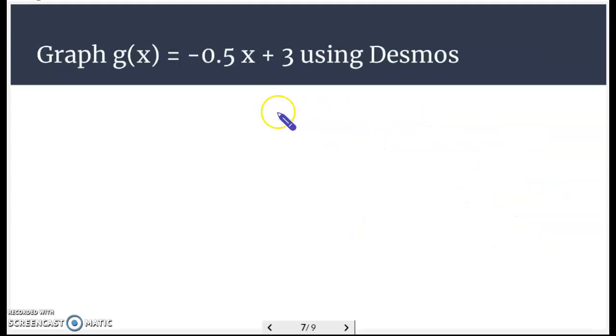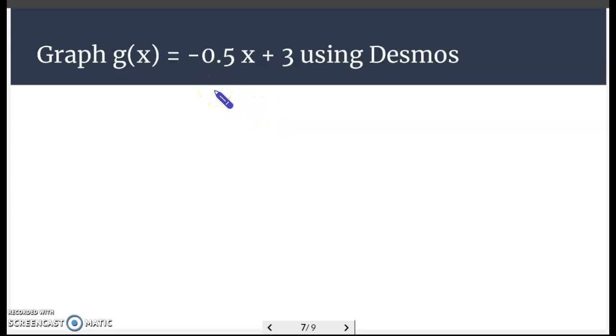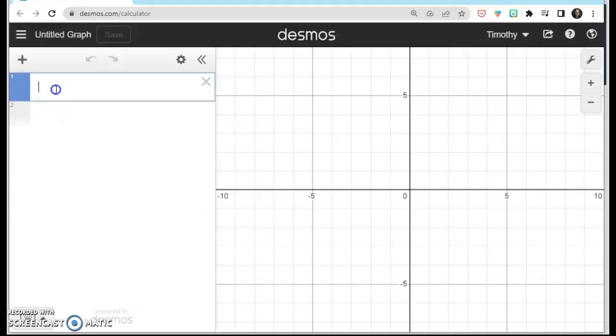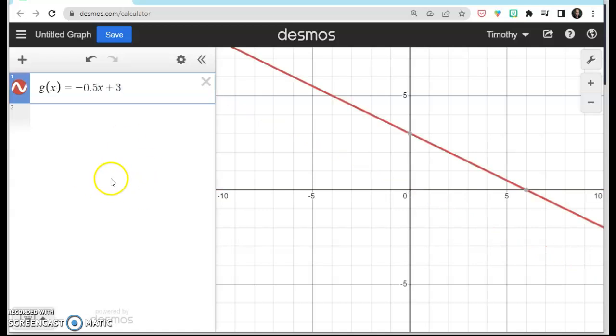Next, we're just going to graph a function using Desmos. g of x equals negative 0.5x plus 3. Let's head on over to Desmos and see how that works. g of x equals negative 0.5x plus 3. And notice how the graph looks.